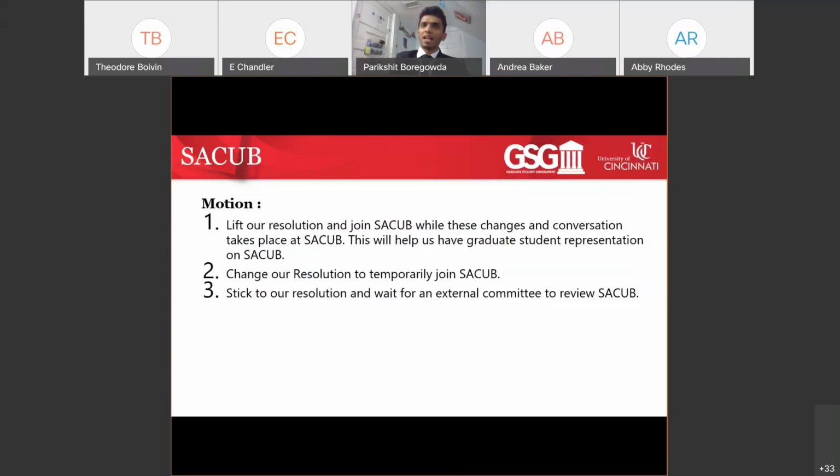We do have highlighted a few motions that the General Assembly can pass. You can bring up something different as well. But do have this conversation within your GSAs. And again, I would echo Chan's voice as well as add this, that we can sit out of Sakub. There's no harm at all. We've been doing that for the past 4 months.